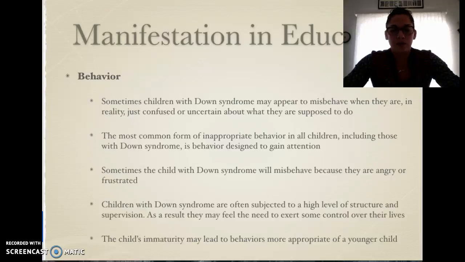Children with Down syndrome are often subjected to a high level of structure and supervision. As a result, they may feel the need to exert some control over their lives, so they may simply not collaborate with the teacher, just as a matter of principle. They may also resent being withdrawn from their classes and from their friends. Lastly, the child's immaturity may lead to behaviors more appropriate for a younger child. They may not have the concentration or memory skills of their peers, and they may also have more immature play and social skills.